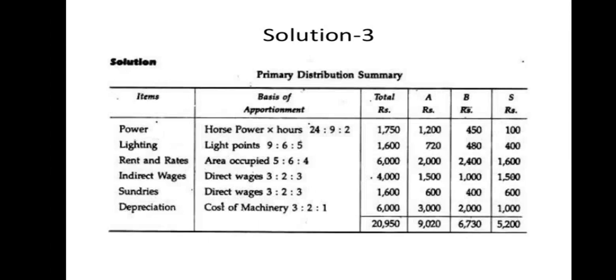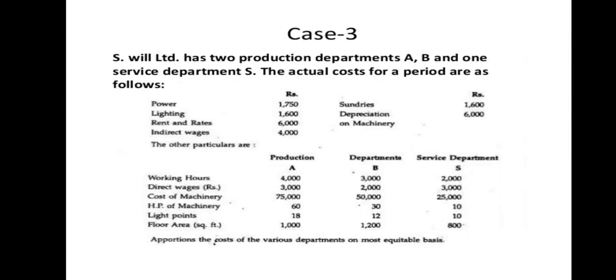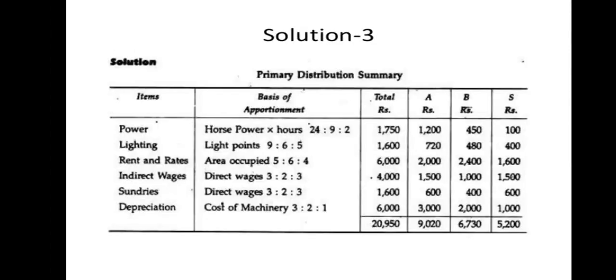1200, 450 and 100. Lighting is obviously based on light points, and the light points given here are 18, 12, 10. You can take directly 18 plus 12 is 30, 30 plus 10 is 40. 18 by 40, 12 by 40, 10 by 40. But make it short form: 9 is to 6 is to 5. So 18 means 9, 12 means 6, 10 means 5. So apportion on that basis.